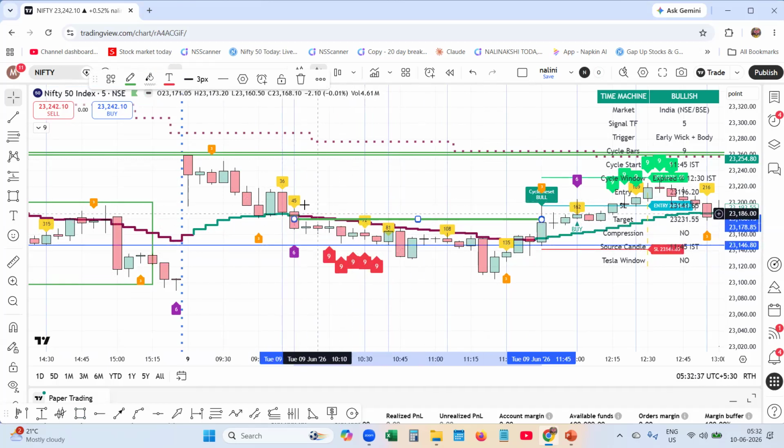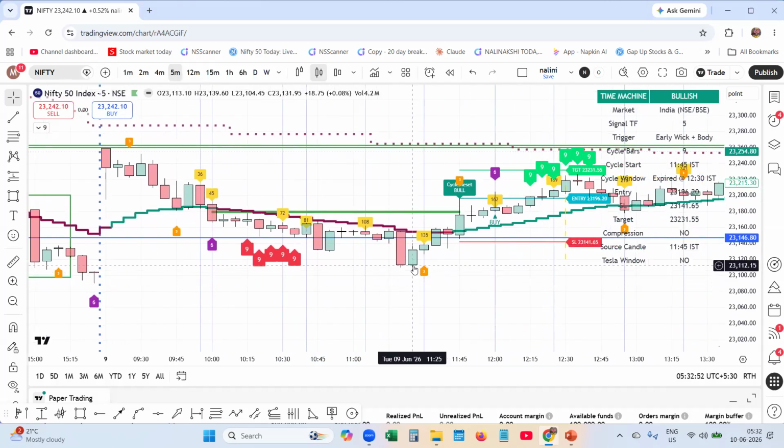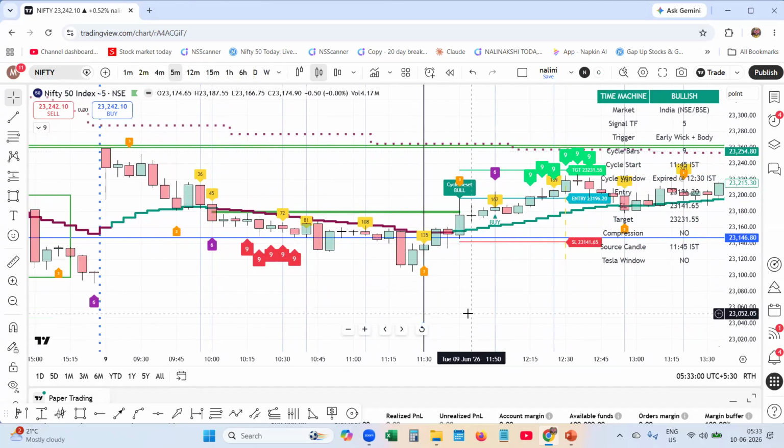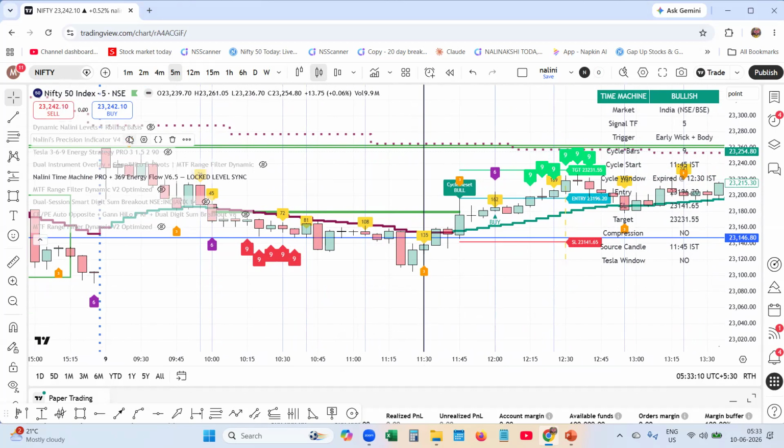These are the Tesla times: 36, 45, 72, 81, 108. 108 is 11:05 a.m. in the morning, and 135. Notice here, one Tesla time birth of energy has been plotted. I'm marking it with Alt V here. Birth of energy is forming and price tends to show reversal. At that time, my Nalini Precision Engine comes into the picture.